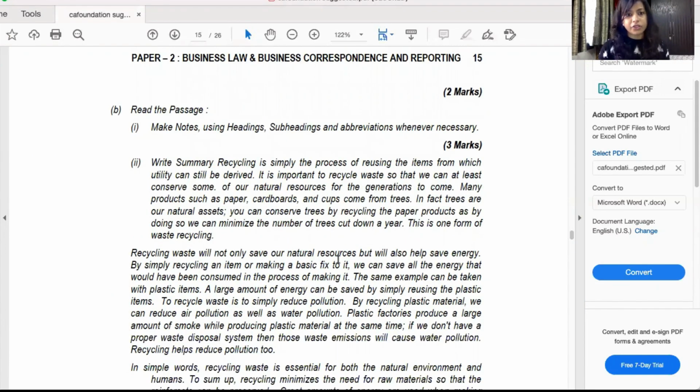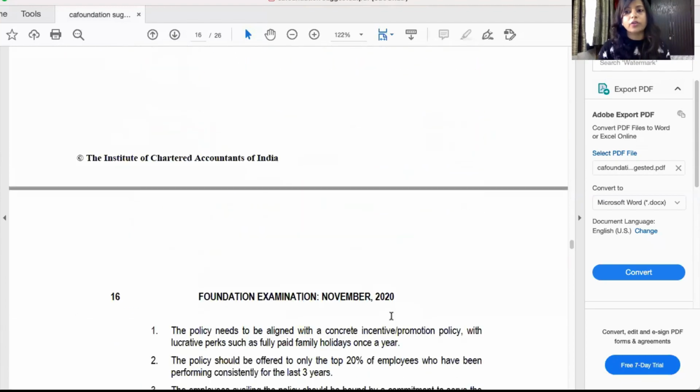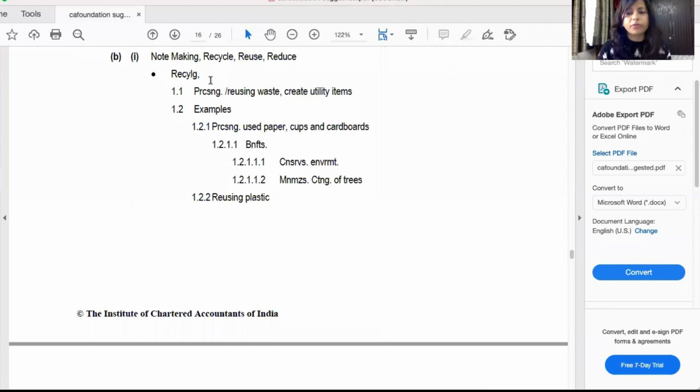In the next subsection, B part, you'll get a note making to write and the summary of that note. So please try to be very, very specific here. Take care of the format. At home, we tend to look at the note-making format, but while you give your exam, you're not able to execute that properly. So it's better if you practice 2 to 3 note-makings at home so that you get the proper format of note-making. Suppose in the suggested answer, this is the pattern of writing note-making.